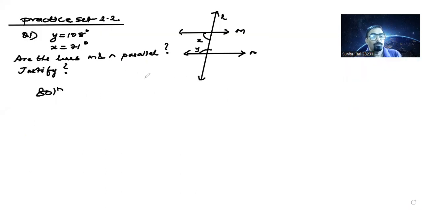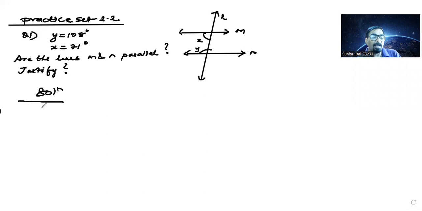Practice set 2.2. Angle x equals 71 degrees, angle y equals 108 degrees. Are the lines m and n parallel? Justify. Okay, so what you see, children, is such a simple one. You can see here what I do.